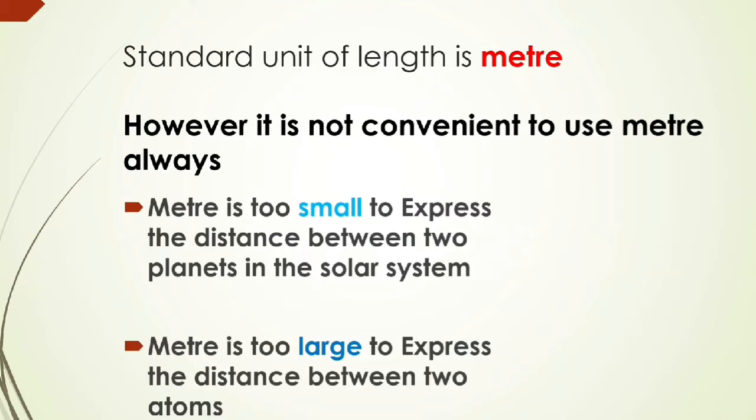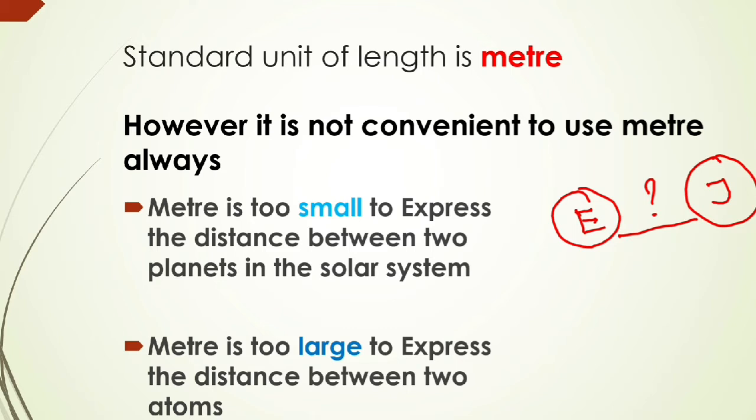So, if we have to express the distance between two planets, let's say this is your Earth and this is your Jupiter, and we have to measure the distance between them. Can you express that distance in meter? Because the distance is so huge, you cannot express it in meter. Even if you express in meter, that will be inconvenient.